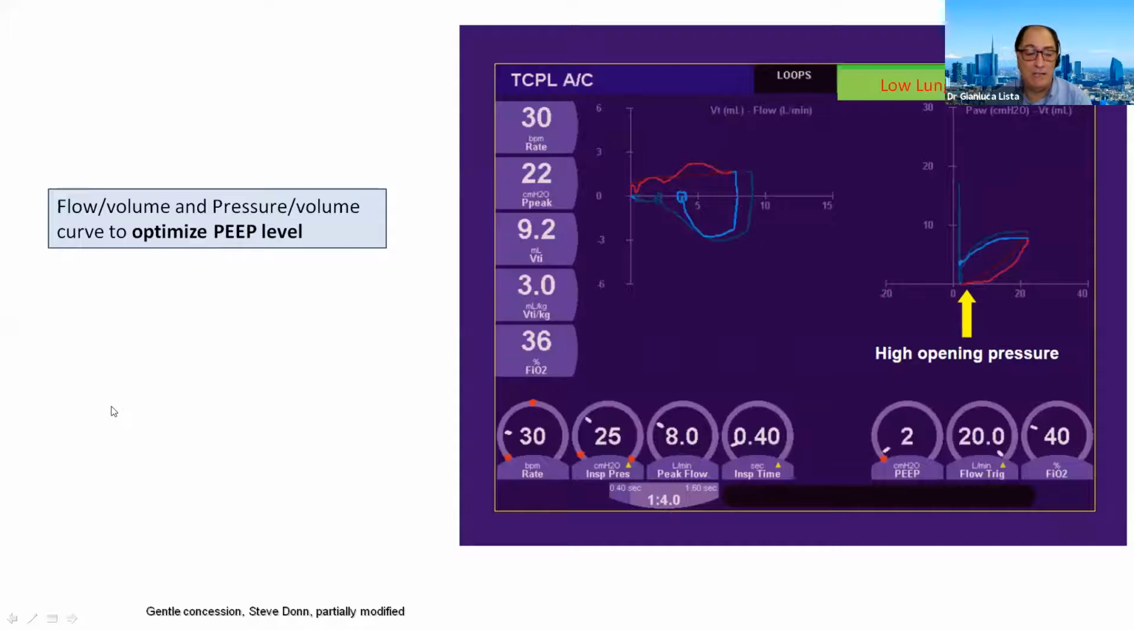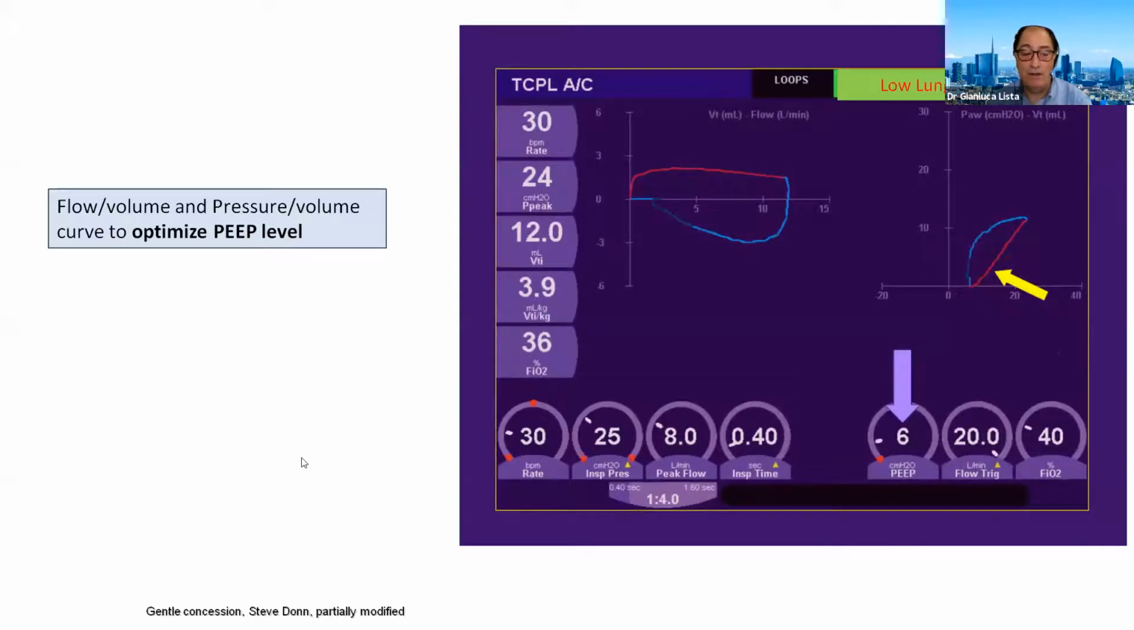This is another baby with very low compliance, in which the level of PEEP is too low. And in order to try to open the lung, you have to increase the PEEP. In fact, switching the baby from 2 to 6 centimeters of water of PEEP, you can see a very important improvement of the pressure volume curve and the flow volume curve.